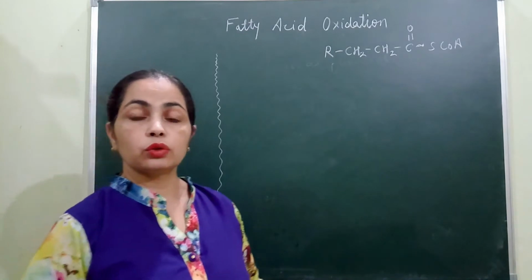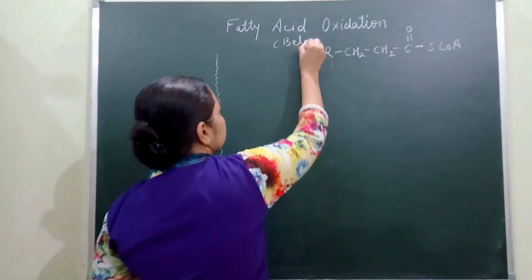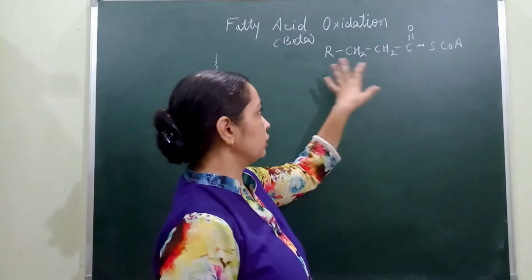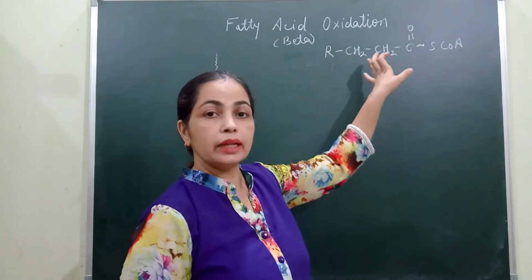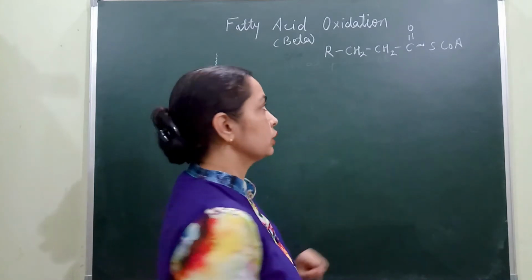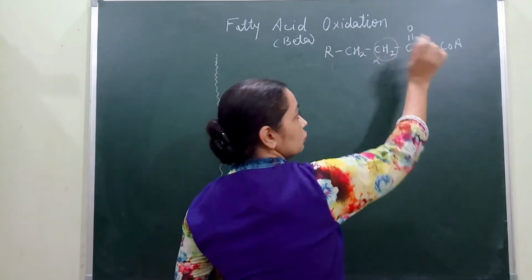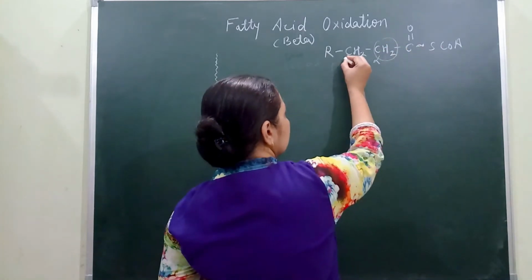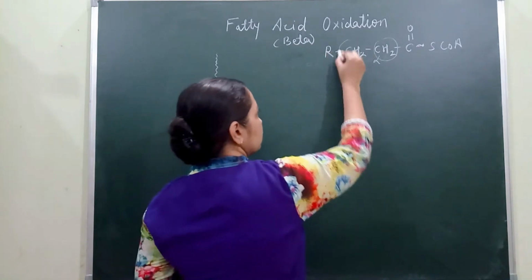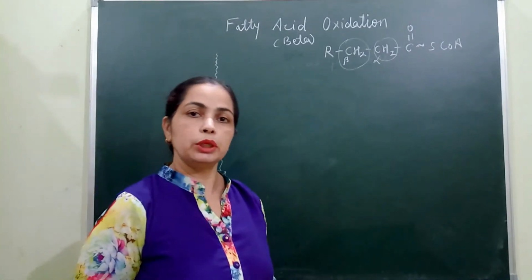Secondly, fatty acid oxidation can also be called beta oxidation. Why do we call it beta oxidation? This is the structure of a fatty acid, where R represents a number of carbon atoms. This is the alpha carbon, the one to which the functional moieties are attached, and next to that is the beta carbon. The oxidation takes place on the beta carbon, so it is also termed beta oxidation.